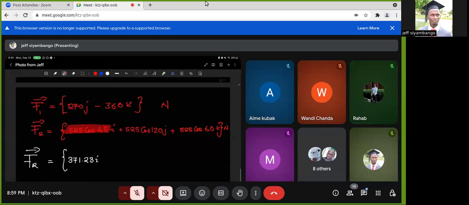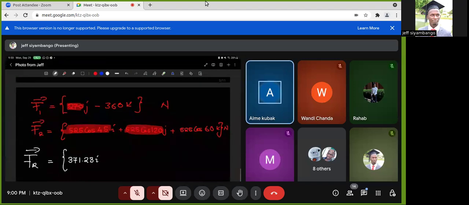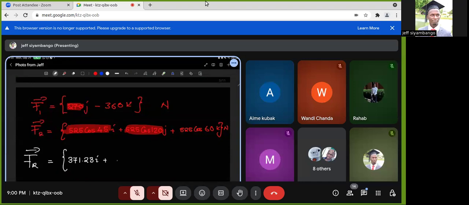So now the part with J on F1 is 270. On F2, there is 525 cos 120. So what will this be? If adding, when you get the result, you're adding. So you have cos 120 multiplying 525 plus the 270. What are you getting? 0.5. Like this.